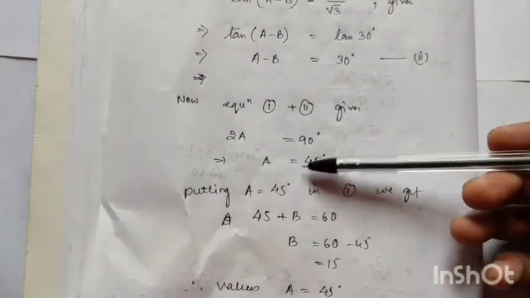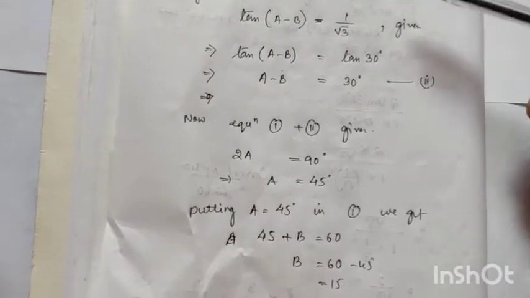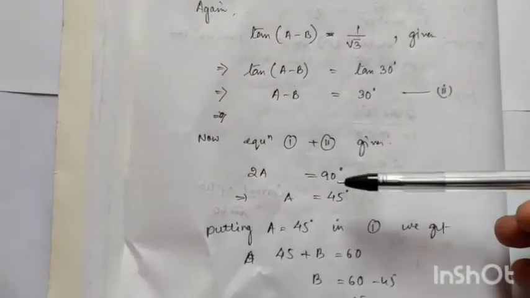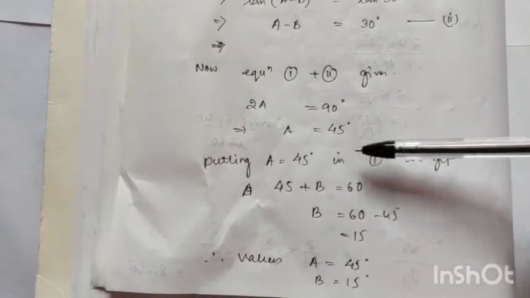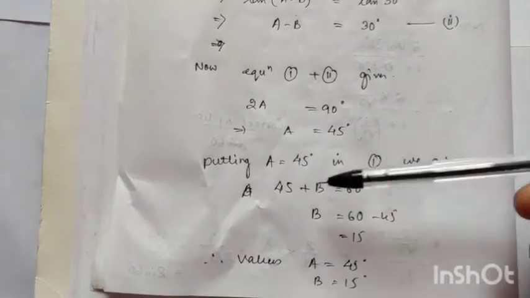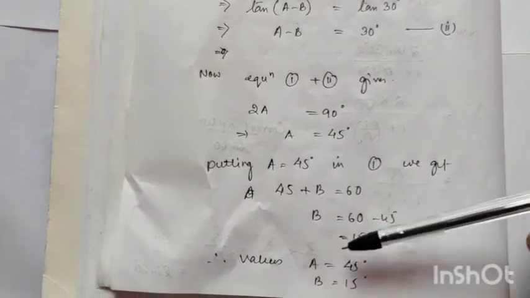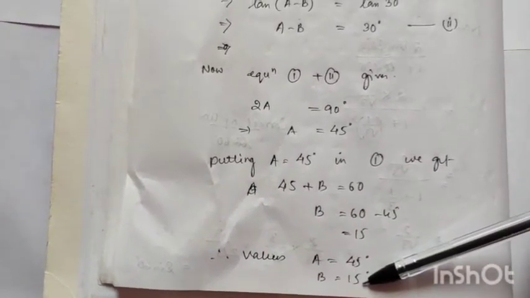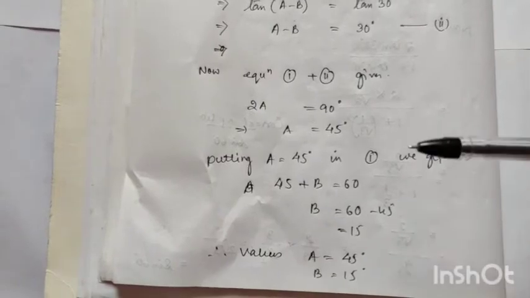Again, putting this value of a in any one of the equations, it can be 2 or it can be 1. Okay, then if you solve this, I have put in equation 1, so 45 plus b is equal to 60. Then solving, we got b is equal to 15 degree.